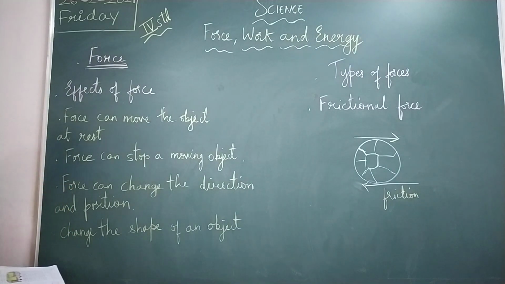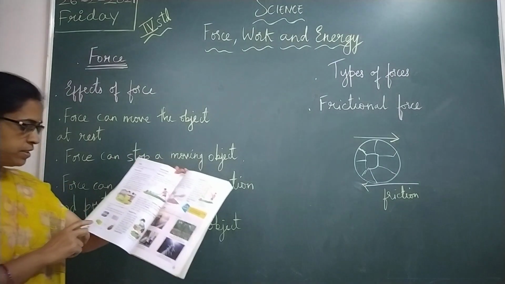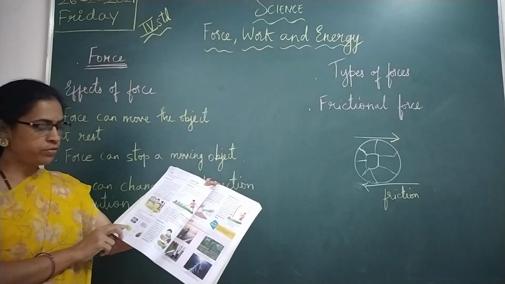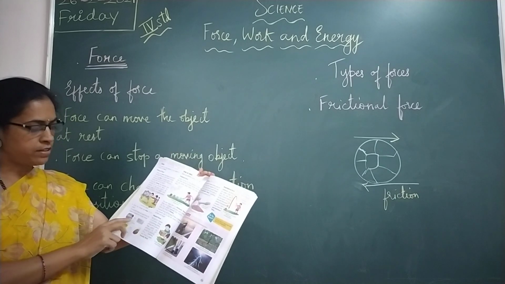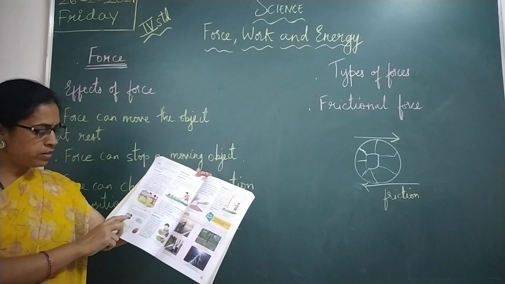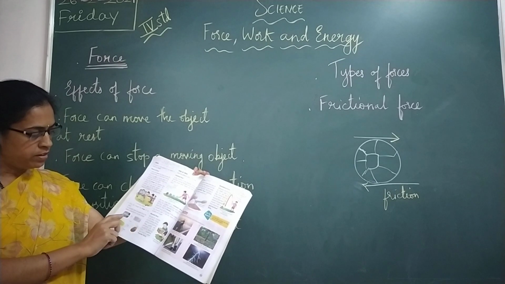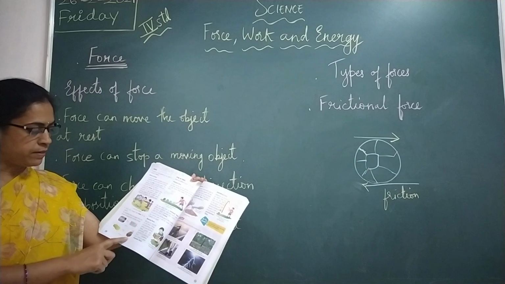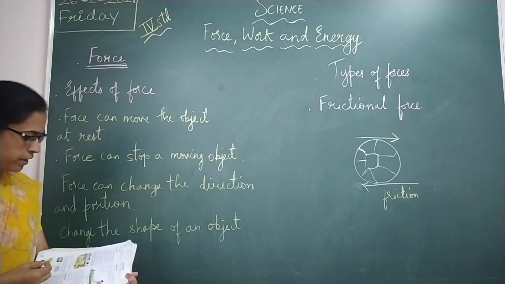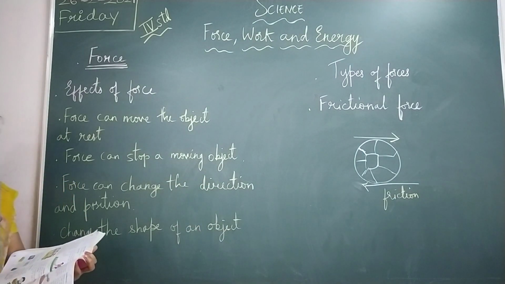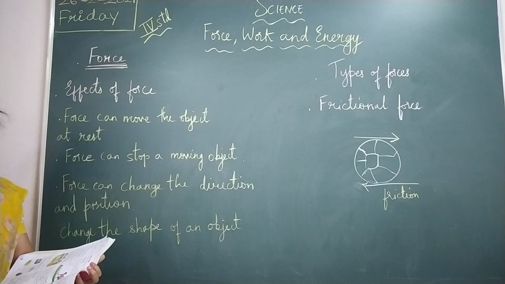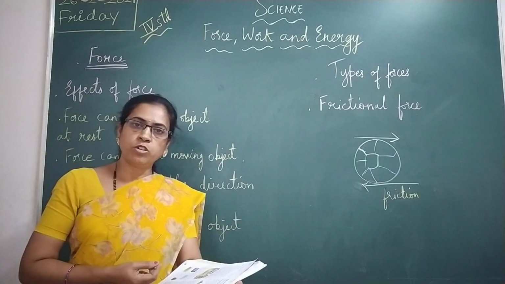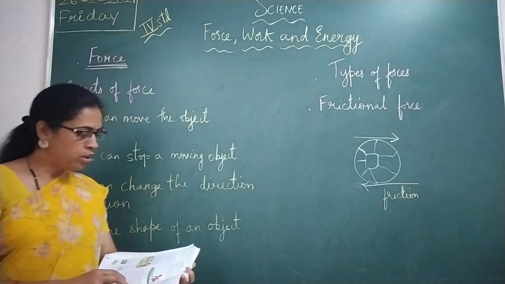And then force can change the shape of an object. You can see in the picture the spring and the sponge. When you apply force, the shape of the spring and sponge changes. When you pull the spring, you can see the change of shape, and when you squeeze the sponge, you can see the changes here. So force can do many things. It can stop a moving object, it can move an object at rest, it can change the direction or the position of an object, and it can change the shape of an object.